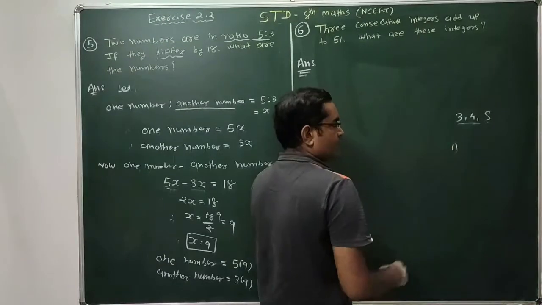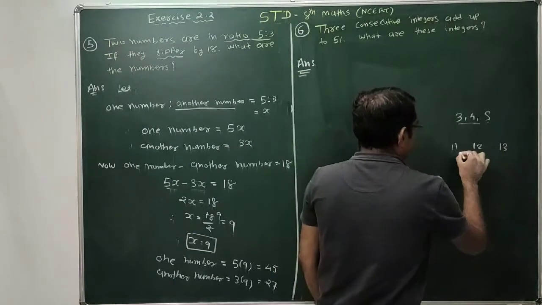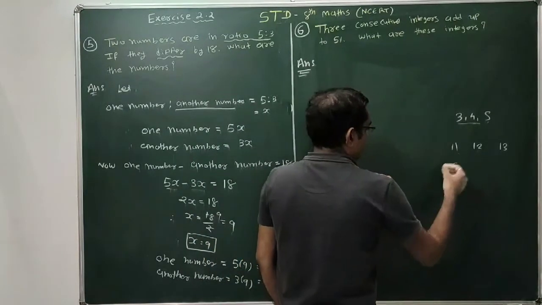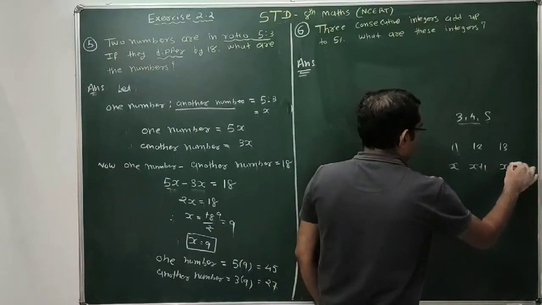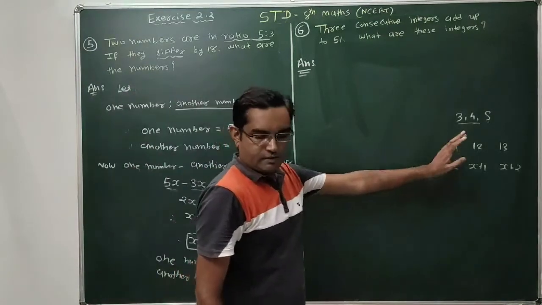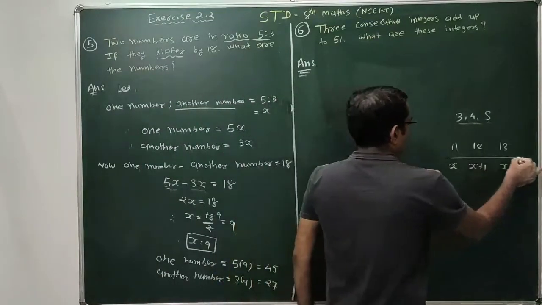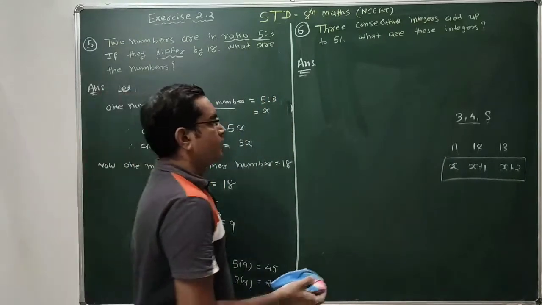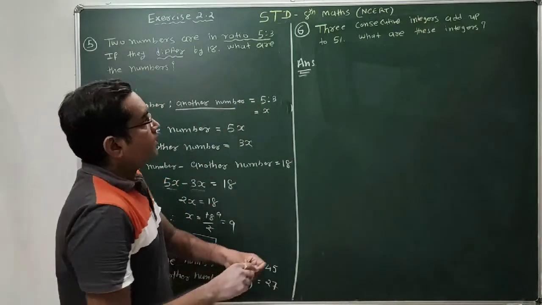Suppose I am taking 11. After 11 I get 12. After 12 I get 13. So these are 3 consecutive integers. For example, if the first number is x, the second number will be x plus 1 and the third number will be x plus 2. So whenever you have to assume 3 consecutive integers, we assume it like this: x, x plus 1, x plus 2. Clear?